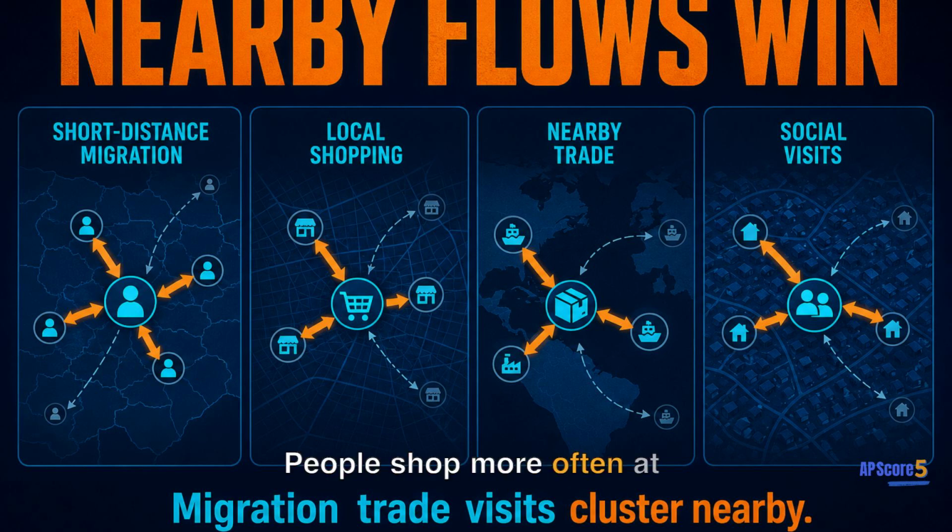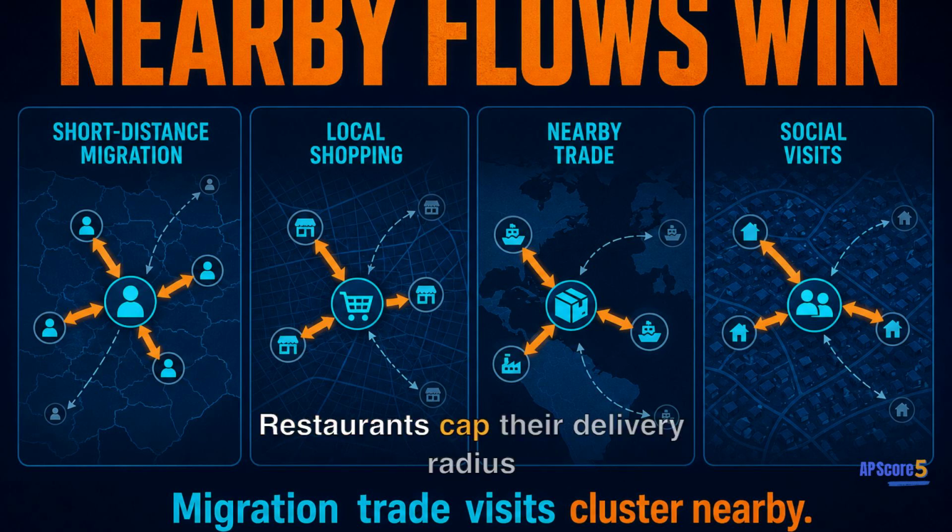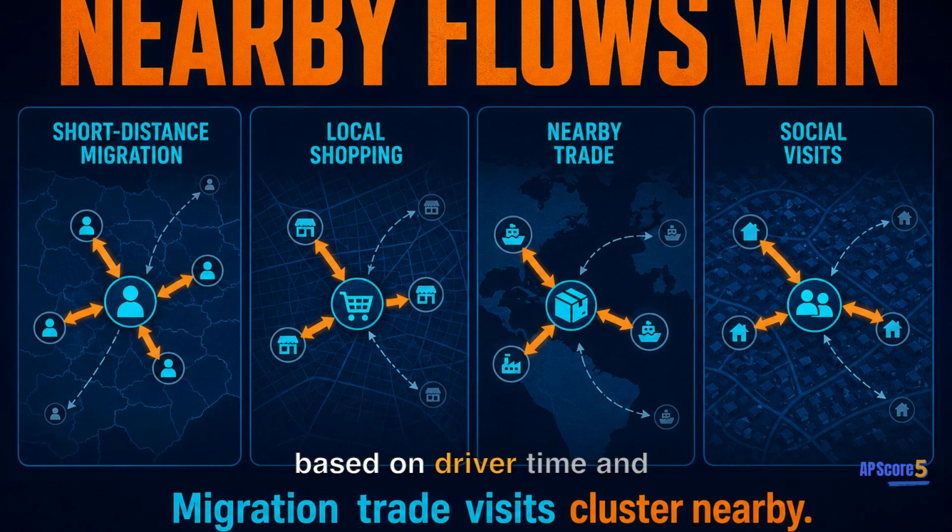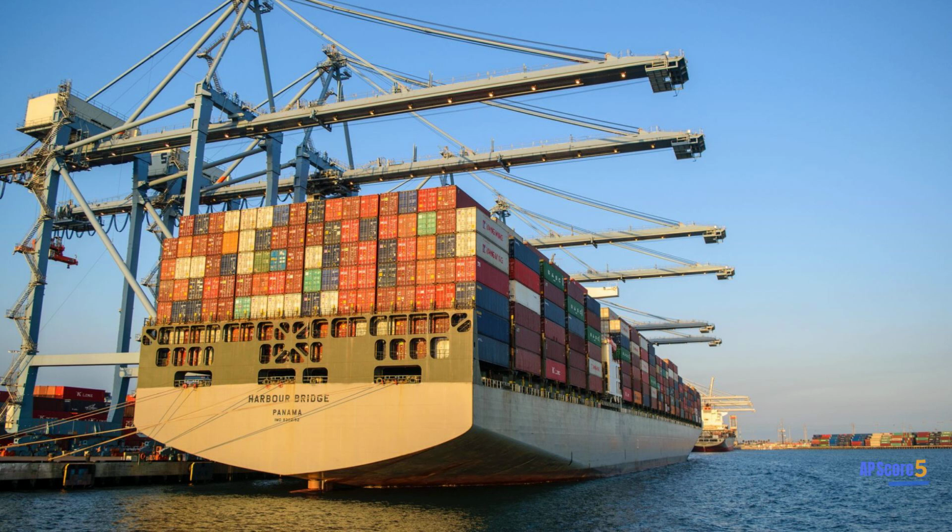People shop more often at nearby stores than at distant ones. Workers tend to live within commuting range of their jobs. Restaurants cap their delivery radius based on driver time and fuel cost. Neighboring countries trade more heavily because shipping and coordination costs are lower. And cultural traits, like dialects or food traditions, weaken as you move away from their hearth.